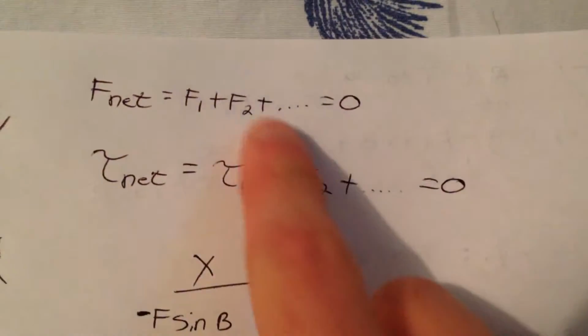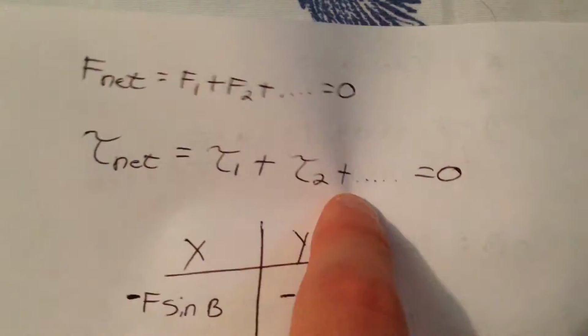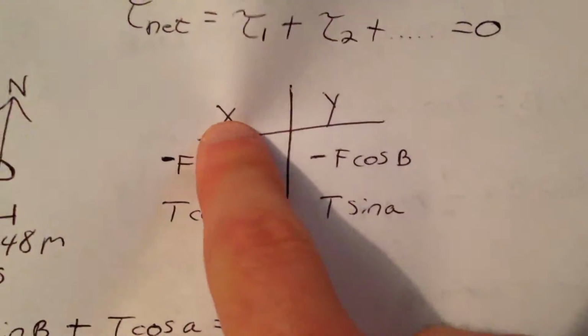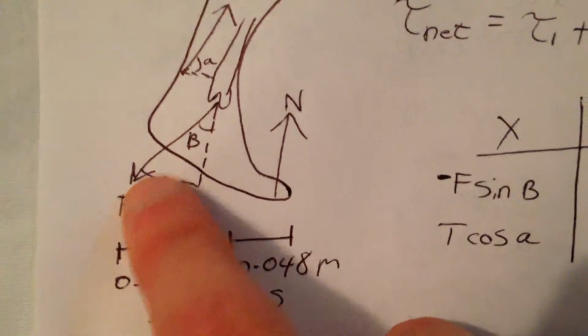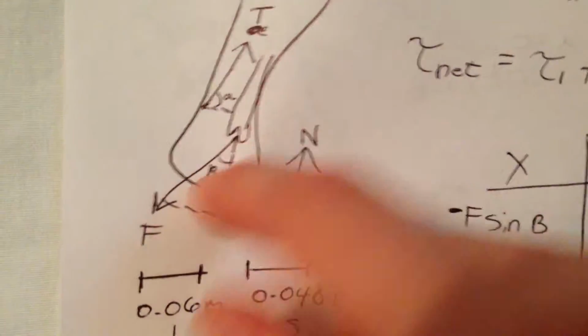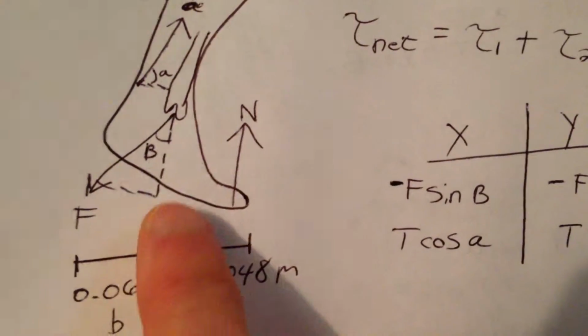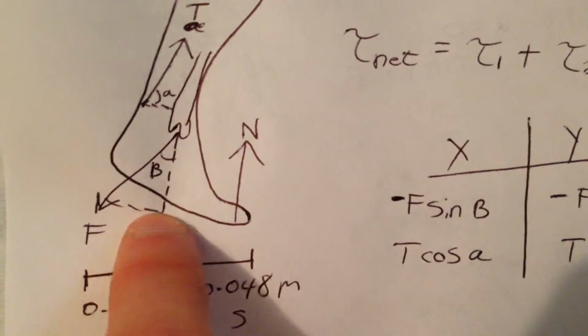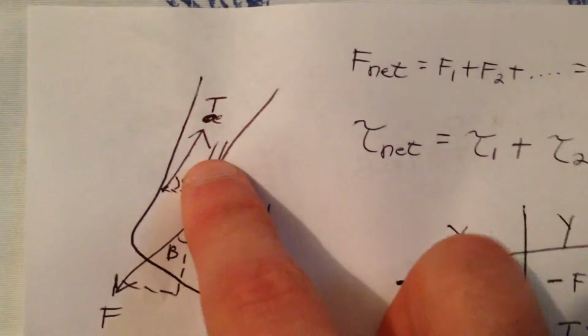Okay, so because everything is in equilibrium, we can use both of these equations, both for the force and the torque. So they're both going to equal 0. The foot is not moving. So in the x direction, the x component, we have negative F sine B. This force right here is a negative force because the tibia bone is pushing down. It's exerting a negative force down on the foot, and it's sine B because that is the x component right here, opposite. So sine T cosine A, this is the tension.